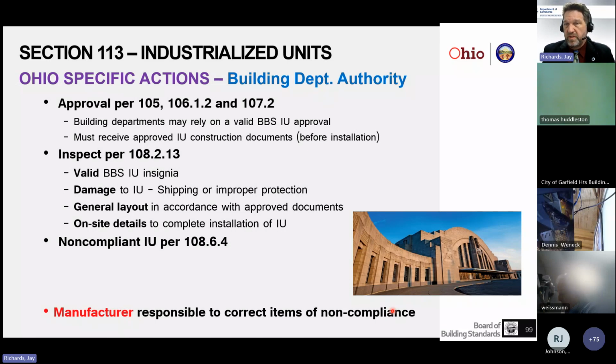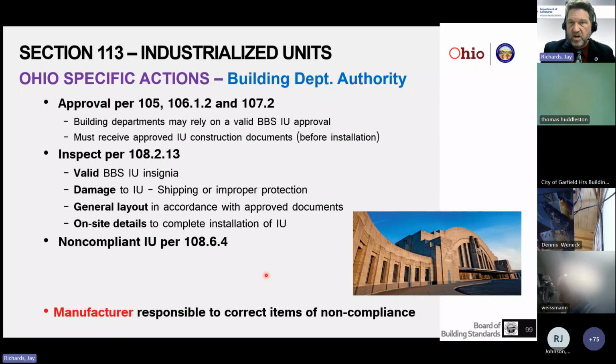You also need to confirm that the general layout is in accordance with the approved documents. This is less critical with the Ohio Building Code and commercial structures. This is more of an issue with residential buildings, 1, 2, and 3 families. So we had a 1 family that came out, and the layout was completely flipped around from what the building owner had ordered and had delivered, and what was on the approved construction documents.